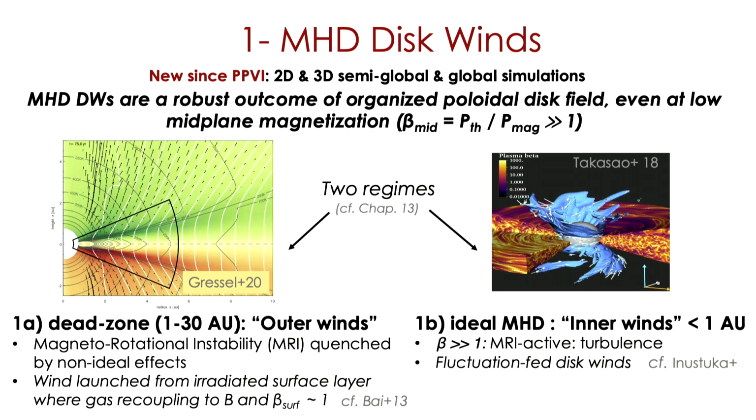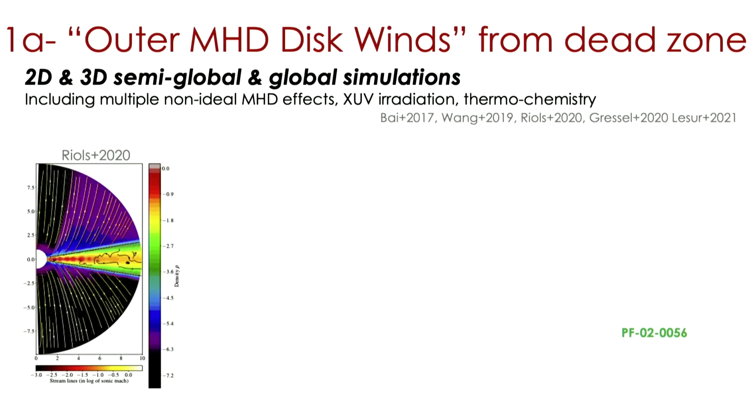And the second regime is the ideal MHD, MRI-active regime. You expect this in the inner regions, as Mario showed this morning. For example, you will get an MRI instability and turbulence, and here you expect a different kind of wind that is fed by these fluctuations and upflows. This was shown by Suzuki and Inutsuka, and it's now confirmed with these large-scale simulations.